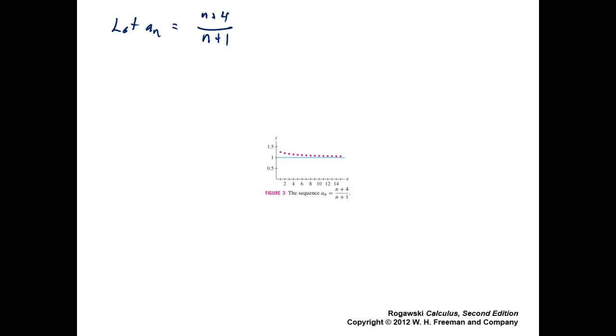It's really not hard to tell that it does converge, but one way you can do it is to start plugging in some numbers. We can start with n equal 0 if we wanted to, and then a sub 0 would be 4, right? A sub 1 would be 1 plus 4 over 1 plus 1, 5 over 2, or 2.5. What's the next one? A sub 2.